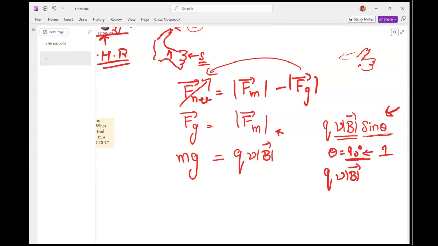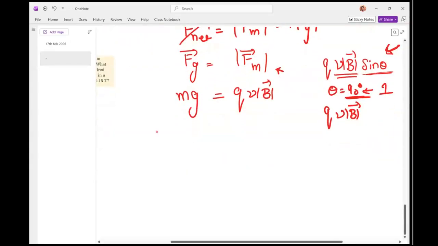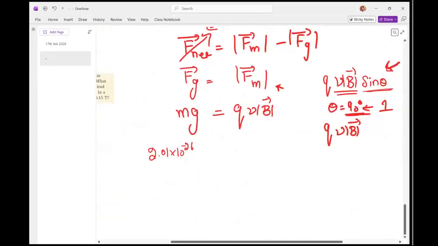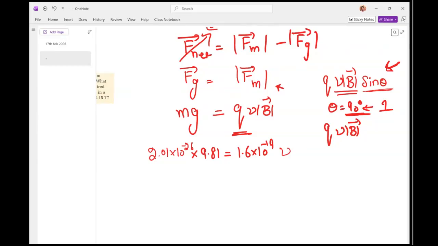Once I put in the values, the mass value is 2.01 times 10 raised to the power negative 26. That is given to us in the question. Then multiply by the g value, 9.81, which is equal to 1.6 times 10 raised to the power negative 19. You won't put the negative charge here. Negative and positive is just to find out the direction, which we figured out with the help of the left hand rule.